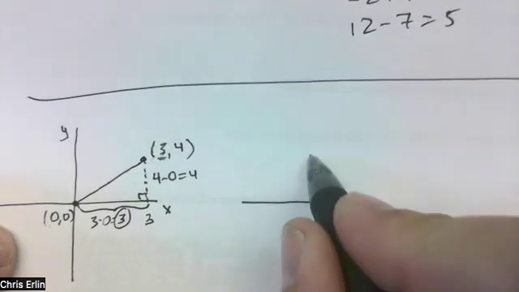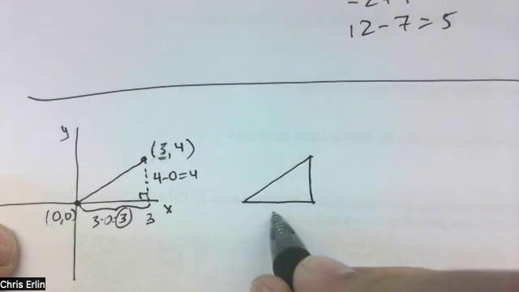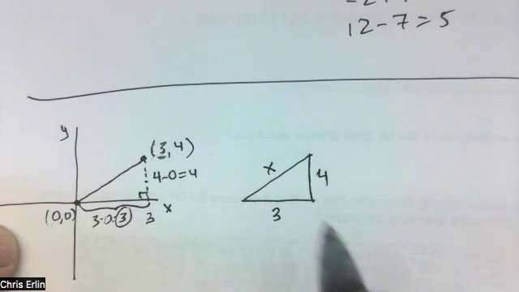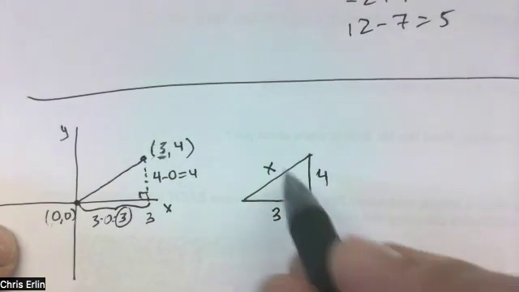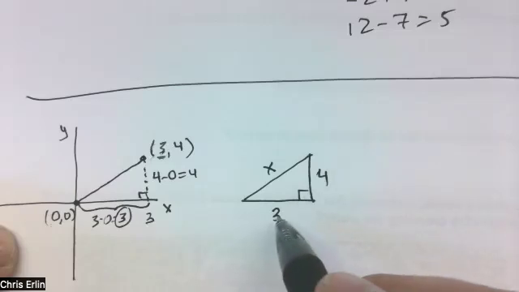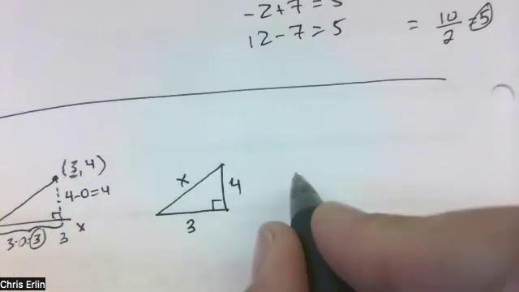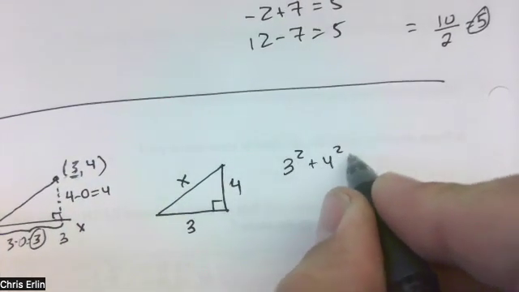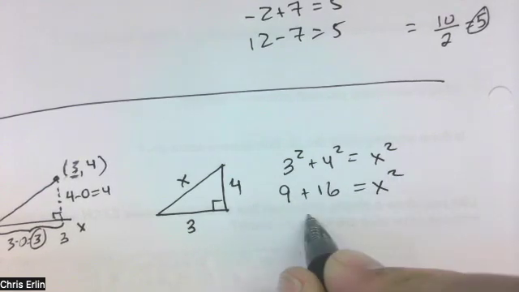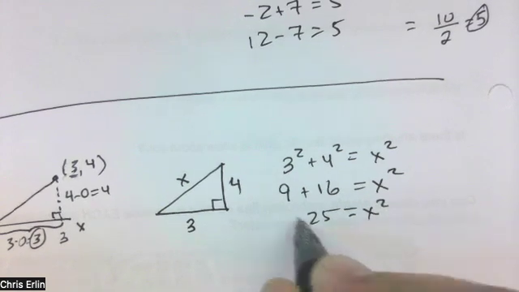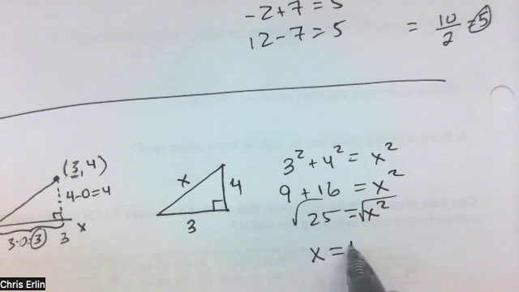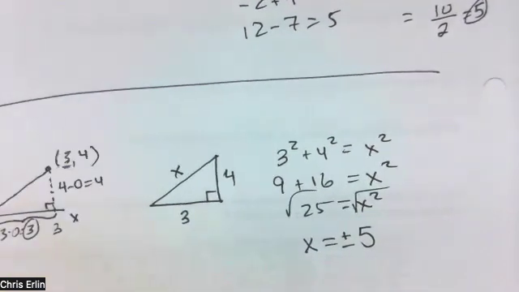And so what I'm looking at here is a right triangle where I'm trying to find that hypotenuse. Do you remember anything about doing this? Pythagorean theorem, excellent. A squared plus b squared equals c squared. So I can say that 3 squared plus 4 squared equals x squared. 9 plus 16 equals x squared. 25 equals x squared. Square root both sides. X equals, when I introduce the square root, I really should do plus or minus. So I'm going to say plus or minus 5.